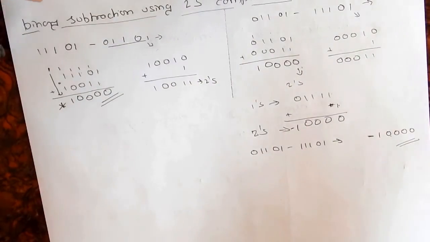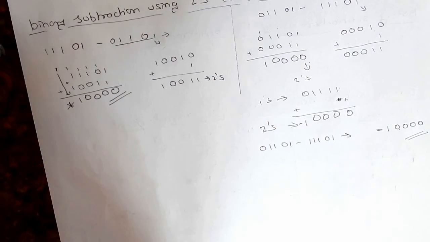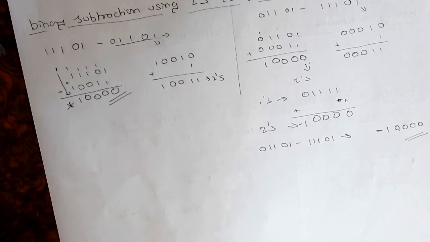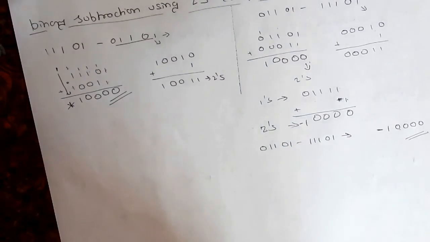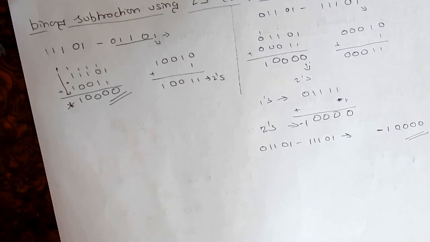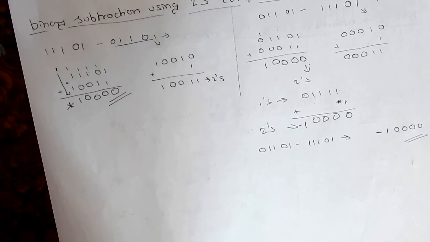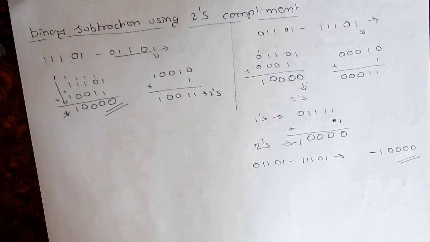So let's sum this up. While doing binary subtraction using the 2s complement, find the 2s complement of the second number and then add using simple binary addition. There are two cases based on the carry generation. If the carry is generated, just discard the carry, no need to consider anything, and that will give the result. The second case is if the carry is not generated. Then find the 2s complement of the binary addition result and add a negative sign to it. This will give the result. So this was the method of 2s complement subtraction.